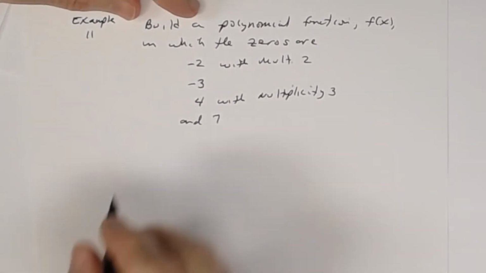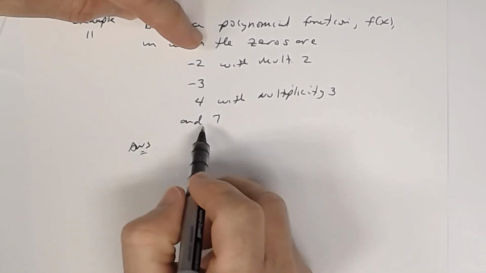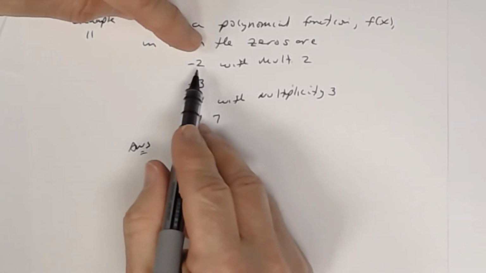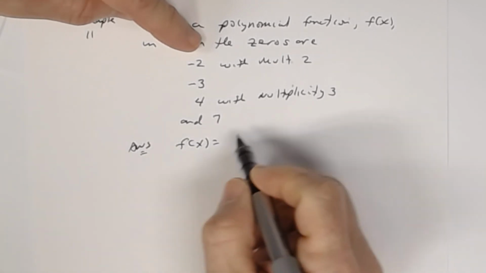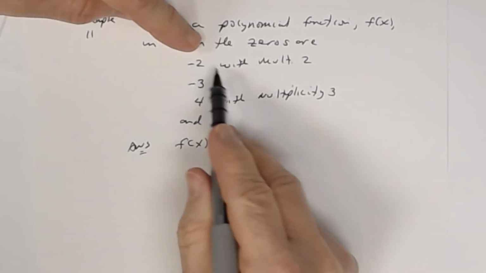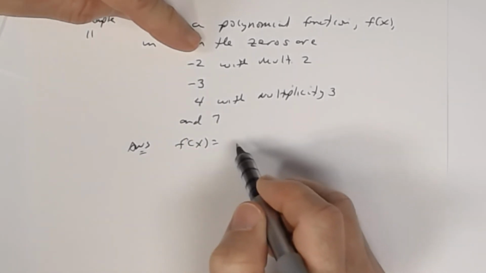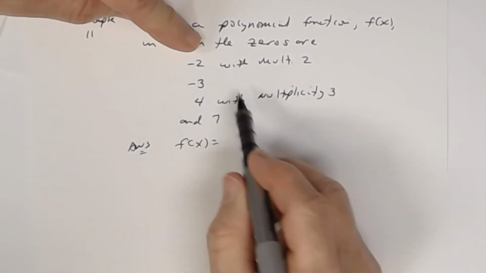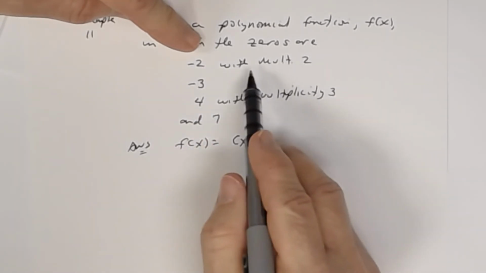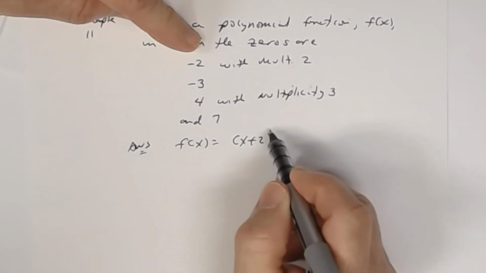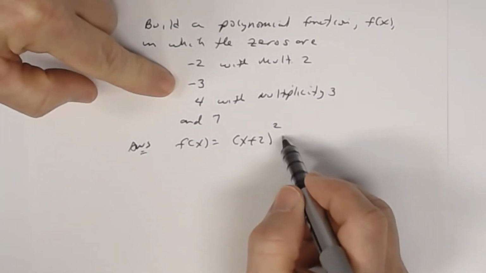Okay, so the answer, let's just do it in the order in which it's written. So -2 is a 0, and remember we've got to say f of x equal. So what most students are going to write is they're just going to write what they see here, and they're going to leave this as coefficient 1. So if -2 is a 0, then x plus 2 is a factor. How many times did -2 occur? Twice. You're going to say squared. Okay. If -3 is a 0, then what's a factor?